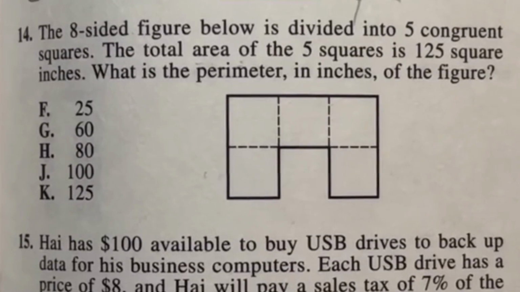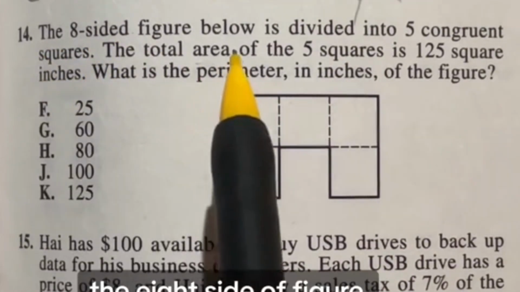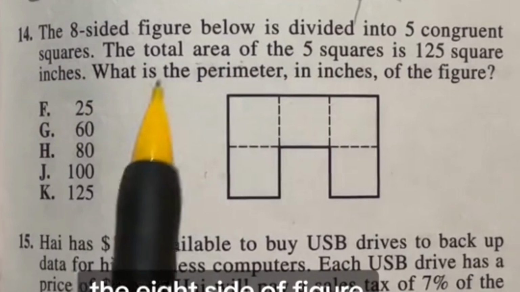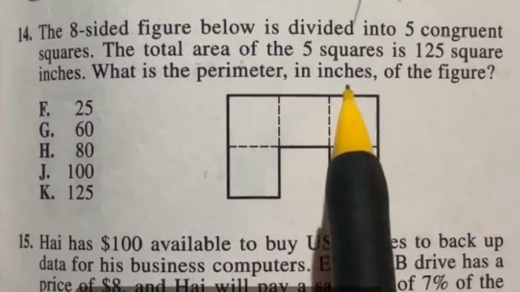So number 14 is not too hard. It's just a bunch of small, easy steps to get the whole thing. So first things first, let's see what it says here. The 8-sided figure below is divided into 5 congruent squares. The total area of the 5 squares is 125 square inches. What's the perimeter in inches of the figure?